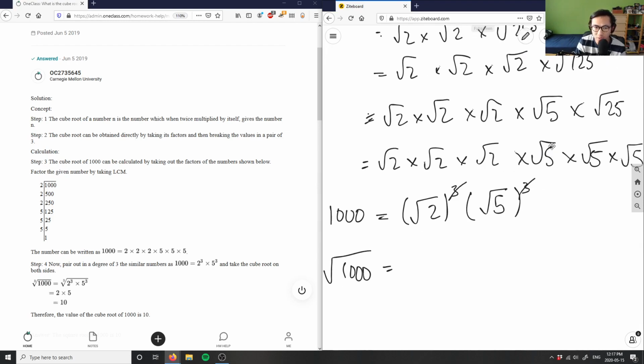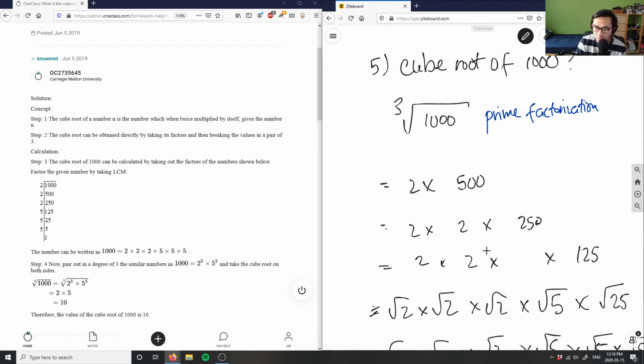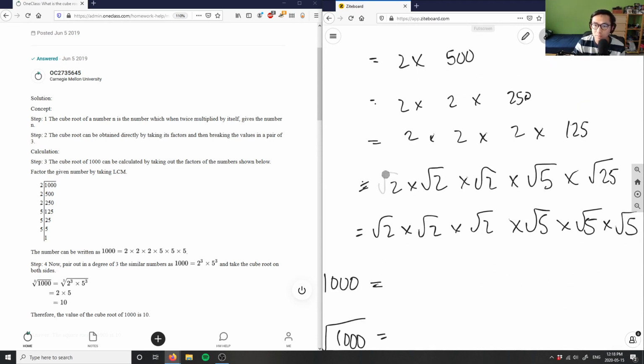Let me just double check my math here, and let me double check their math as well. It's 2 cubed times 5 cubed. Yeah, so they're doing the prime factors as well. Instead of using the square roots, they broke this down into the prime factors of simply 1,000. So they basically erased all these radicals and simply did the prime factors. So let me just redo that for you.